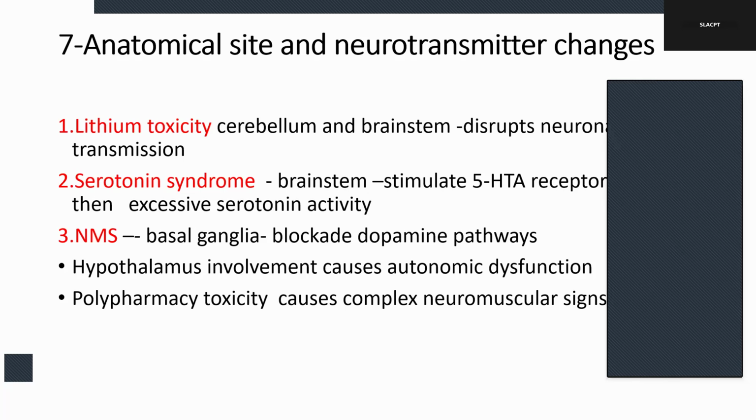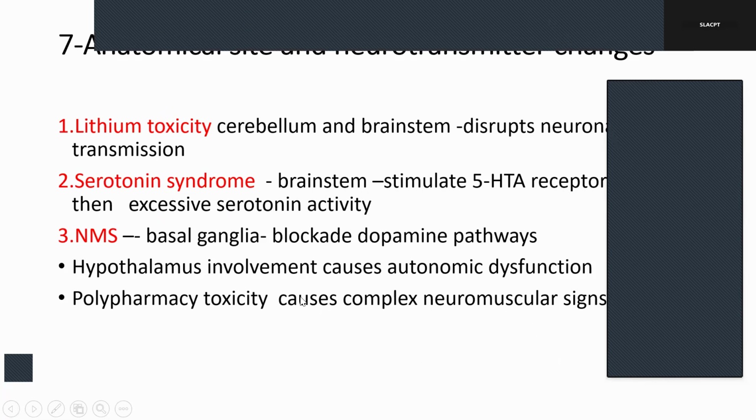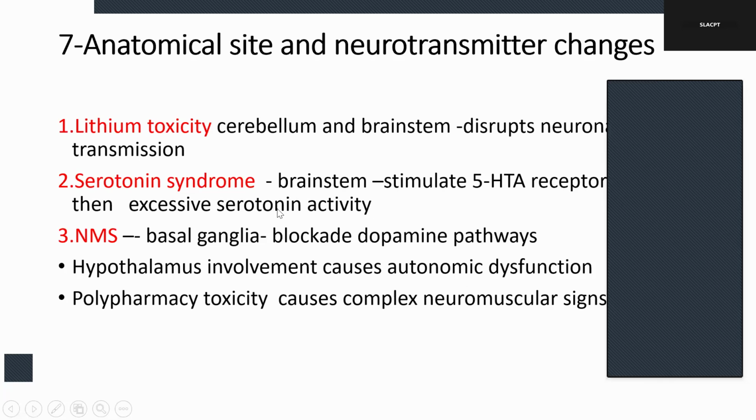And in neuroleptic malignant syndrome, the main anatomical site of the pathology is the basal ganglia. The drug toxicity blocks the dopamine pathways. So depending on these sites, we can get a rough idea about the poison. And in addition to that, very importantly, most of the drugs cause autonomic dysfunction due to involvement of the hypothalamus. Hypothalamus involvement causing autonomic dysfunction. So this is also very important.